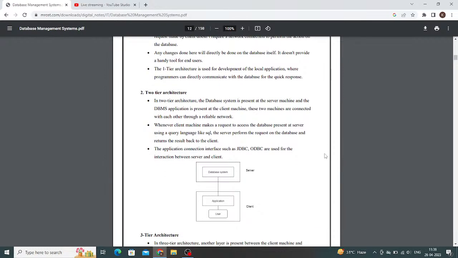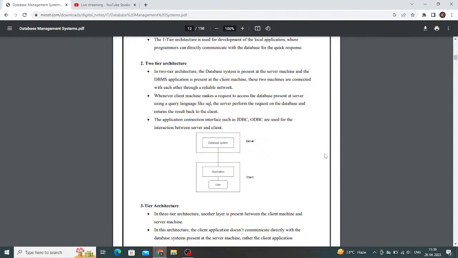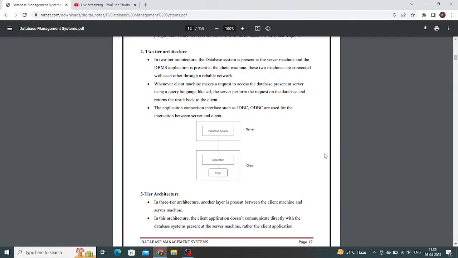Two tier architecture. In two tier architecture, the database system is present at the server machine and the DBMS application is present at the client machine. These two machines are connected with each other through a reliable network. Whenever the client machine makes a request to access the database present at the server using a query language like SQL, the server performs the request on the database and returns the result back to the client. Application connection interfaces such as JDBC and ODBC are used for the interaction between server and client.